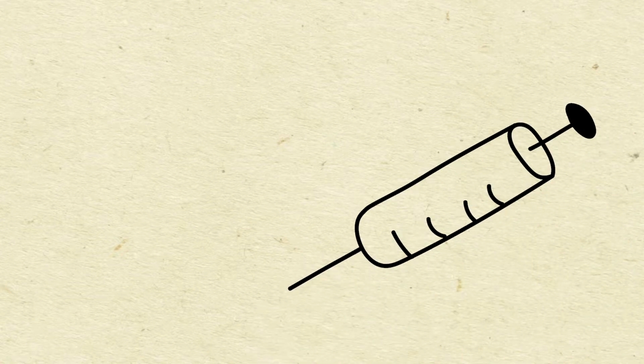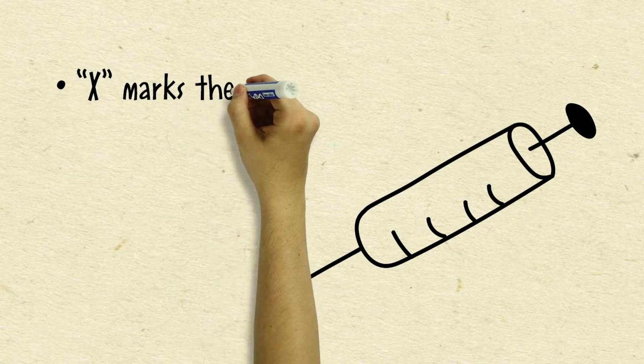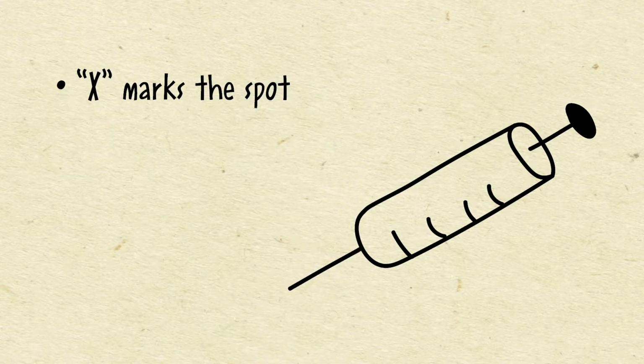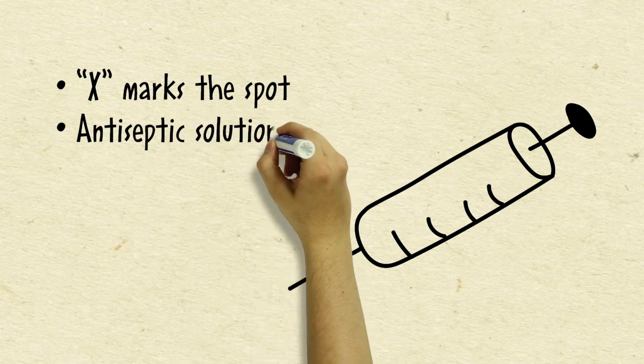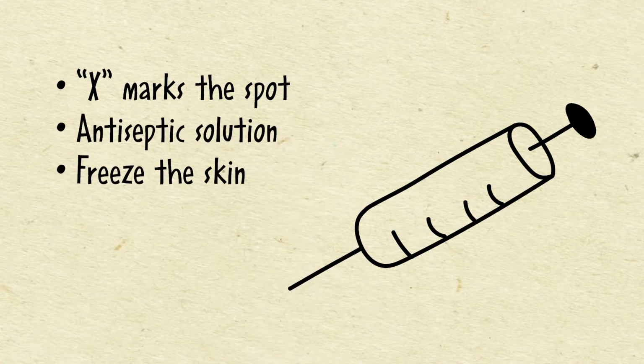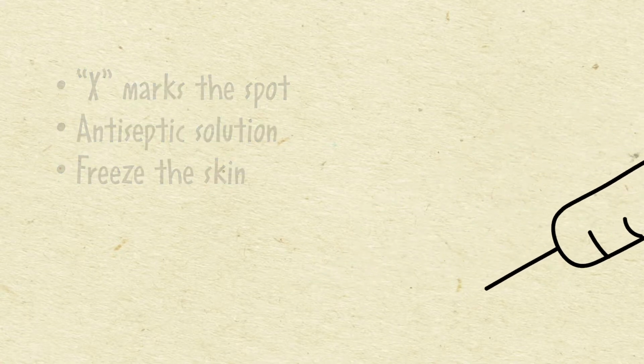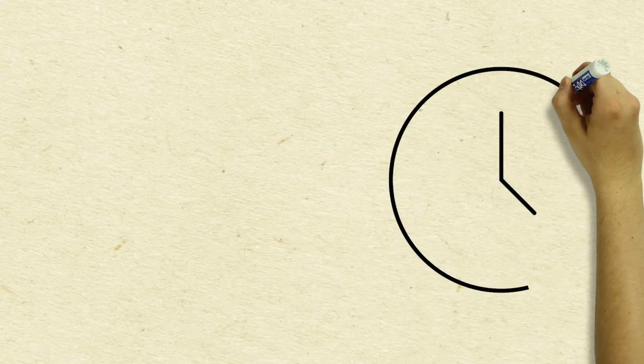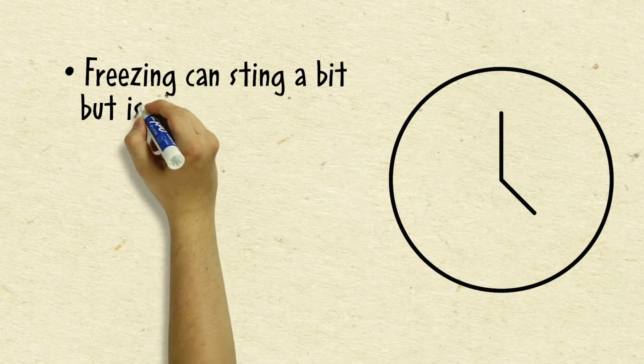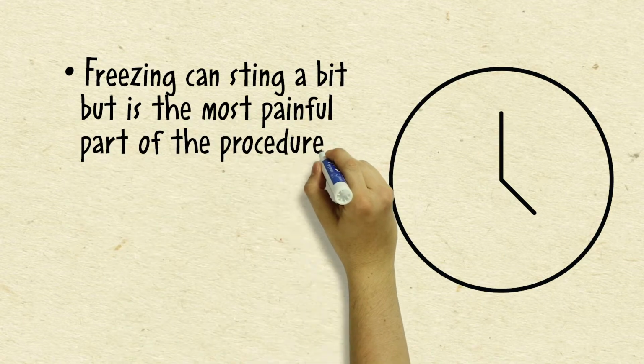Once we've determined that, we'll make a small marking on your back with a marker to help us understand where we're going to get the sample. After that, we'll clean the skin with an antiseptic solution. We'll put in a little bit of freezing, just like the kind you'd get at the dentist to freeze the skin and the softer tissues, and then we'll give that some time to take effect. That part stings a little bit, but that should be the most painful part of the procedure.